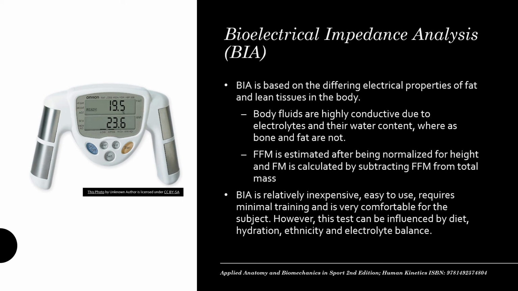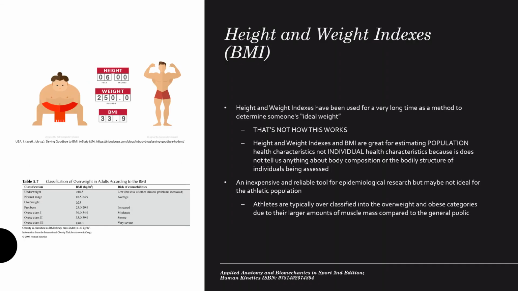BIA is typically inexpensive, it's easy to use, it requires very minimal training, it's comfortable for the subject, and it's very portable. However, BIA, like everything else, can be influenced by some things, particularly diet, hydration, ethnicity, and electrolyte balance. So even though this is really easy, it's kind of foolproof, we need to take some care in how we assess this data.